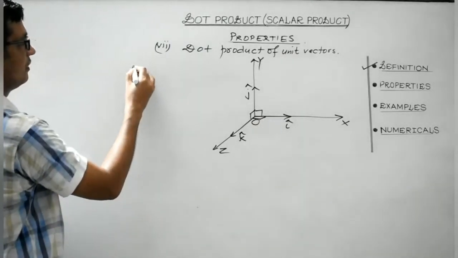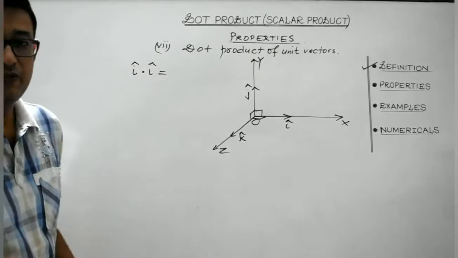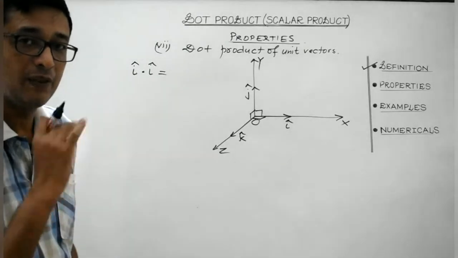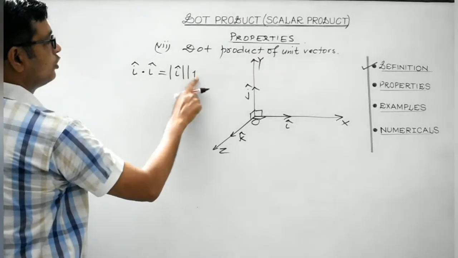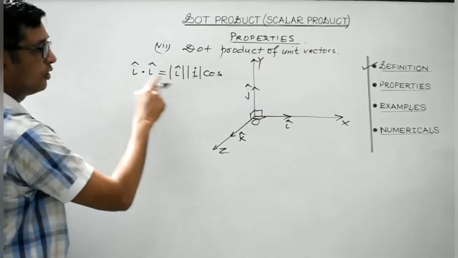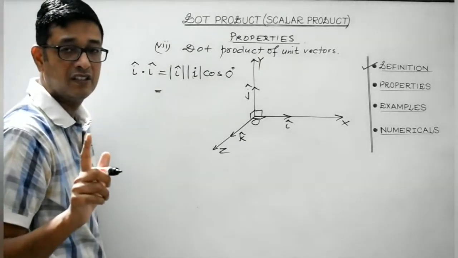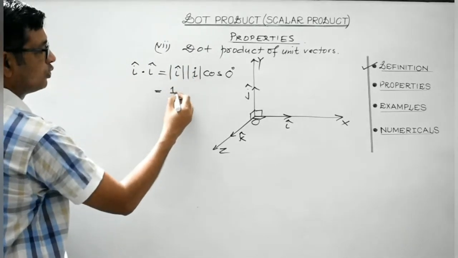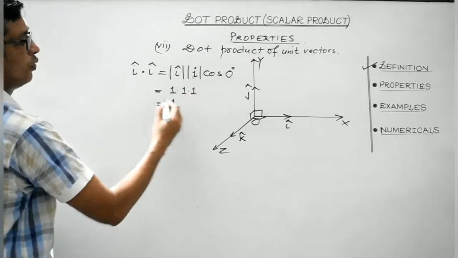So let's discuss i cap dot i cap. As per the formula, A dot B is equal to A into B into cosine of the angle between them. So here it will be magnitude of i cap, magnitude of i cap again, and these are two equal unit vectors. What's the angle between them? It is 0 degree. The magnitude of a unit vector is unity, that is 1. So i cap has magnitude 1, i cap again has magnitude 1, cos 0 is 1. So it is equal to 1.